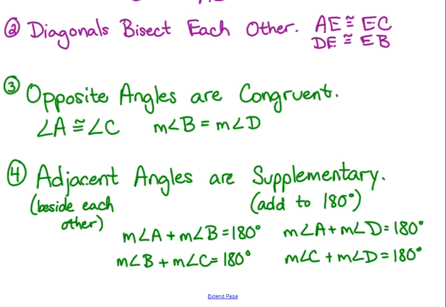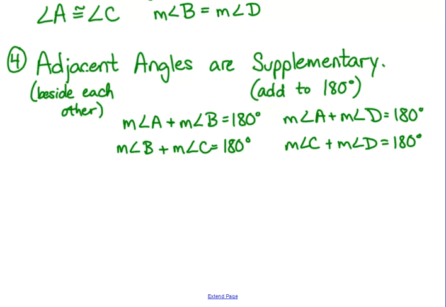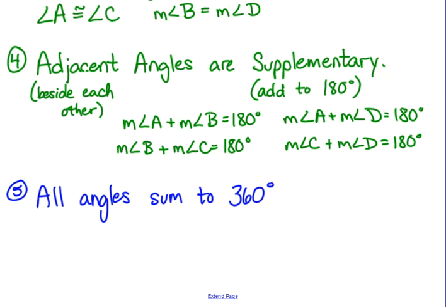So what's the total for our angles in a parallelogram? What's the total measure for all the angles in a parallelogram? 360. If adjacent ones added together are supplementary, they add together to give you 180, then this side plus that side must equal 360. Or another way, all angles sum to 360 degrees. Okay.